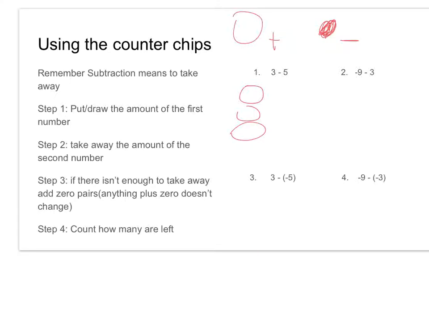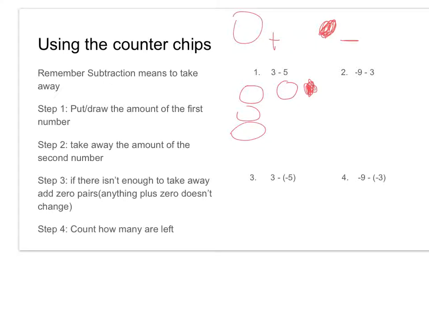And now we're going to take away 5. Do we have 5 positives to take away? No. If we look at our picture, we only have 3. So if there isn't enough to take away, look at step 3, we need to add in a 0 pair. So a 0 pair, remember, is a positive and a negative.